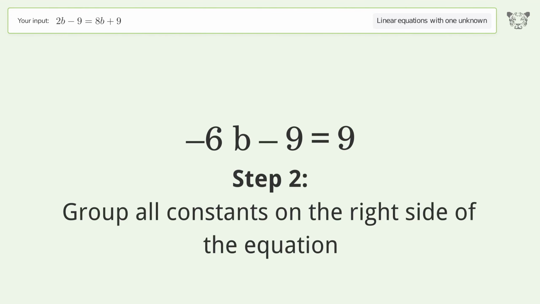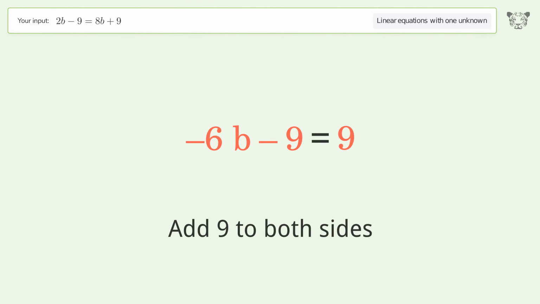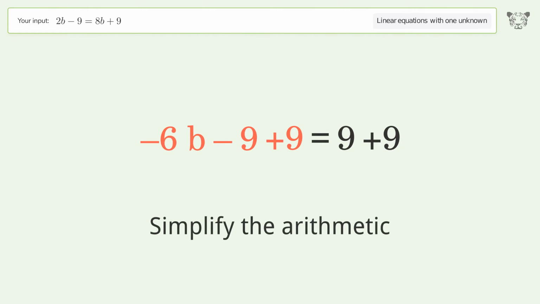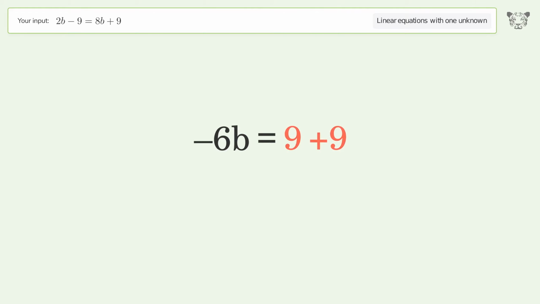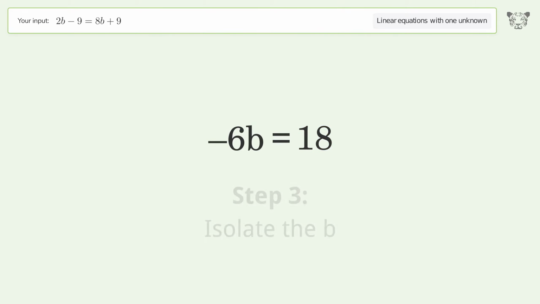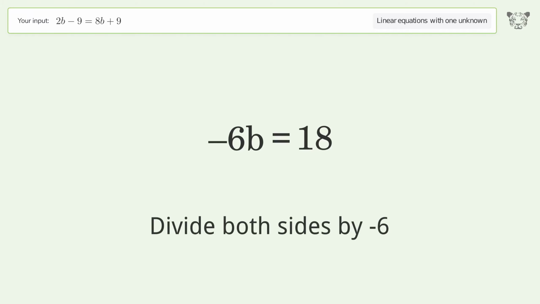Group all constants on the right side of the equation. Add 9 to both sides. Simplify the arithmetic. Isolate the b. Divide both sides by -6.